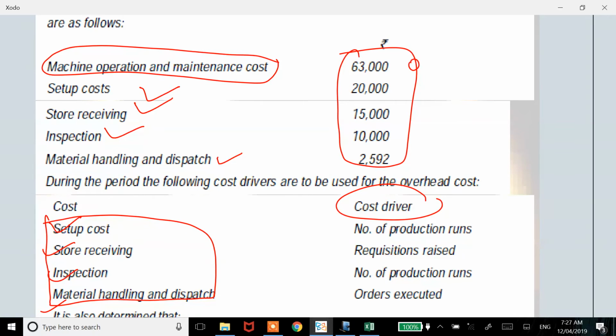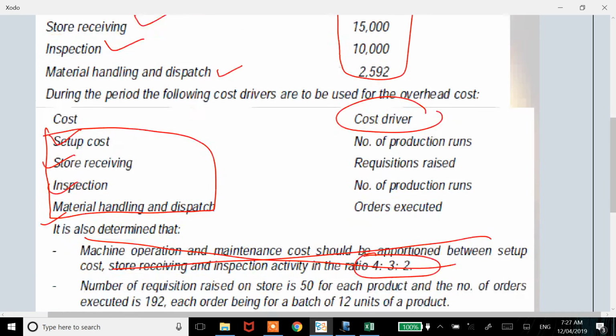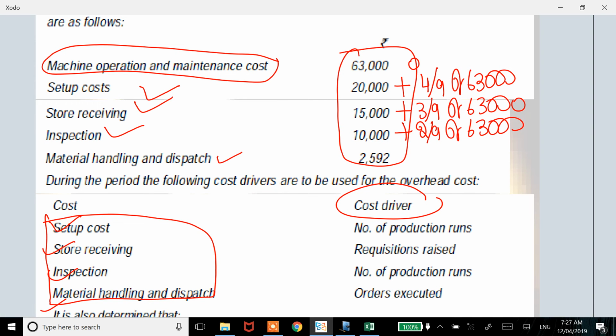So what we will do is, I am skipping a step here. I normally have to do a step and calculate the cost. So the setup cost will become 20,000 plus 4/9 of 63,000. Then store receiving will become 3/9 of 63,000. Inspection will become 2/9 of 63,000. This was only one adjustment. Next problem you will see multiple adjustments, so I'll have to do a separate working note for this. Here it was only a small adjustment.